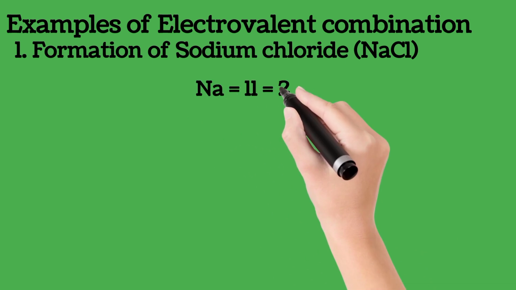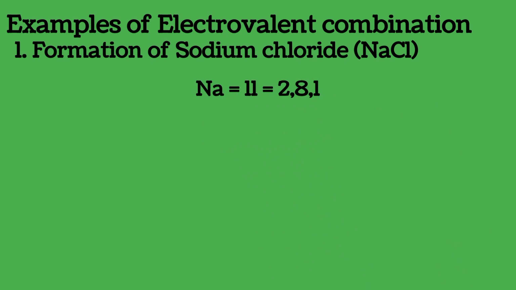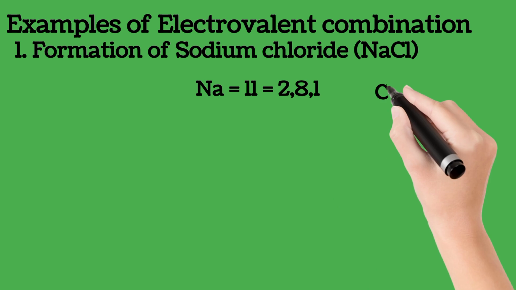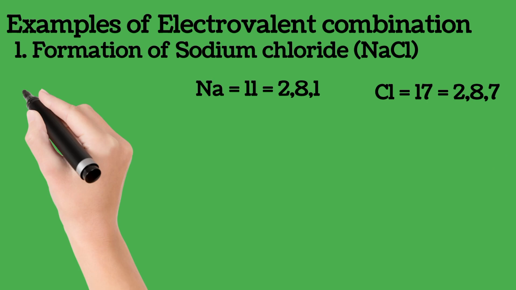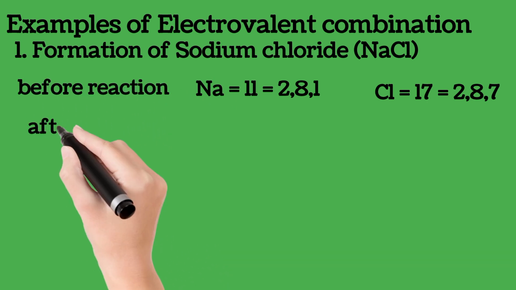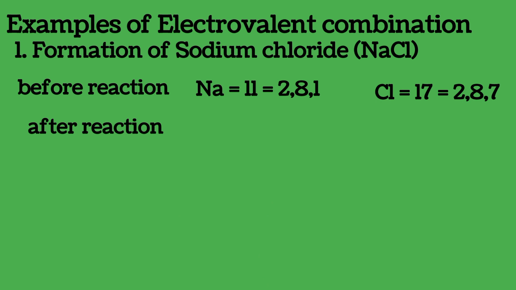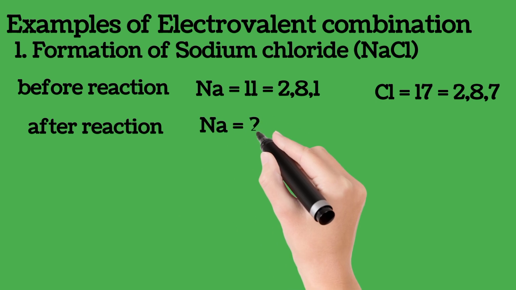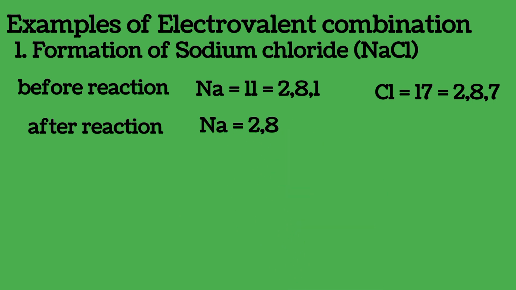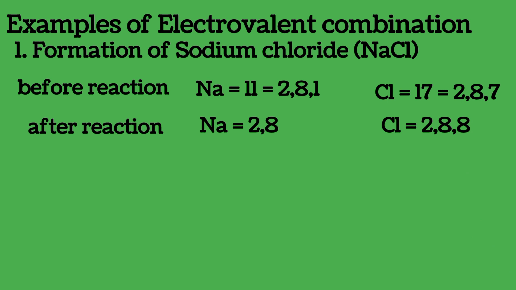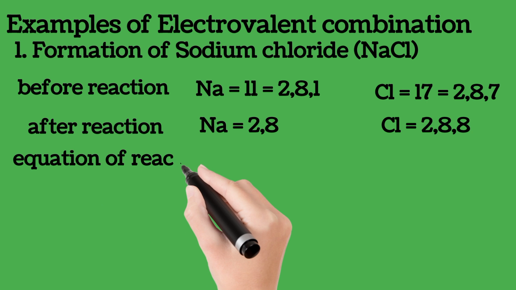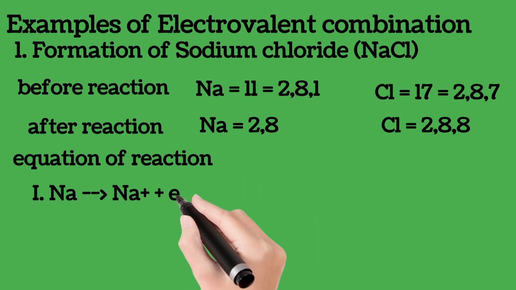Let's look at an example of an electrovalent combination. An example is the formation of sodium chloride. Before reaction, sodium has atomic number of 11, it has the configuration 2,8,1. That is 2 electrons in the first shell, 8 in the second shell, and 1 in the last shell. Chlorine 17 will be 2,8,7. After reaction, sodium will give out 1 electron and it will fall back to the octet structure, so it will become only 2,8. That is sodium ion. And chlorine will accept 1. And so the third shell, instead of being 7, will now become 8 because it has accepted what? 1 electron.